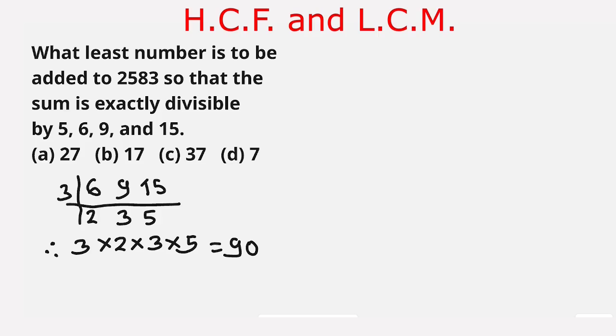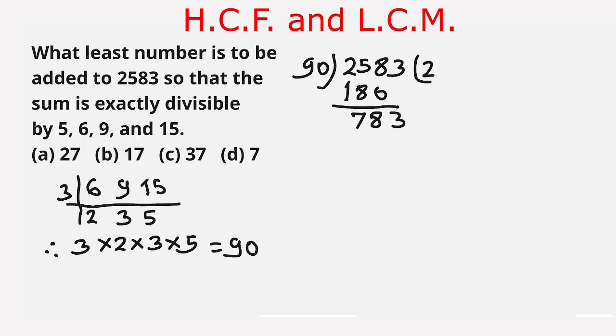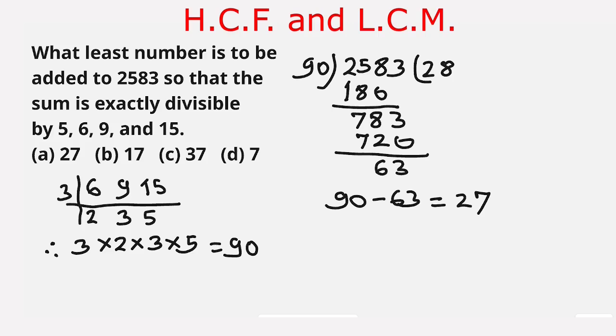Now we will divide 2583 by 90. 90 divides 258 for 2 times. 90 times 2 is 180. 258 minus 180 is 78. We carry 3. 90 divides 783 for 8 times. 90 times 8 is 720. On subtracting 720 from 783, we get 63. Now our answer is 90 minus 63 equal to 27.